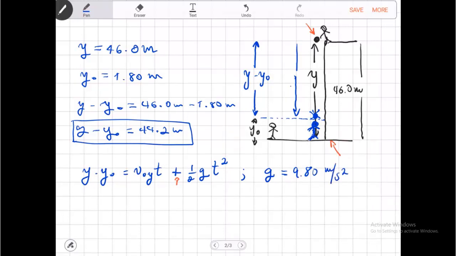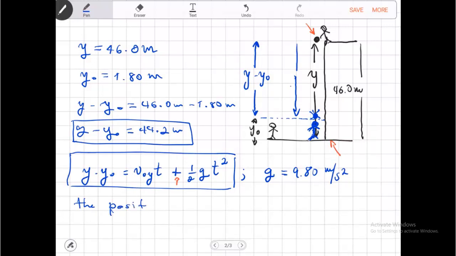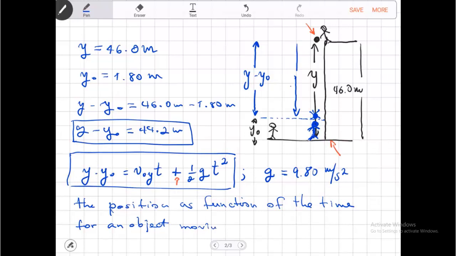Alright, and this equation that I am using here is the position as a function of the time for an object moving with free fall.